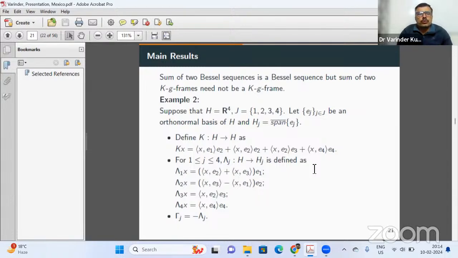Then we try to work out what happens to the sum of two Kg frames. In this direction, we have seen that the sum of two Kg frames need not always be a Kg frame. And we have this result. This is the same example. If I take K as the same operator that we have taken, and lambda j's are the same as we have done in the last example, and if I take the sequence gamma j to be minus lambda j, I take the negative of all of them, the sum will turn out to be 0.